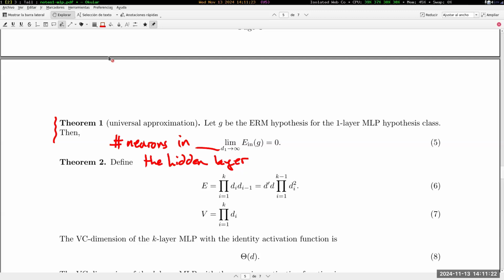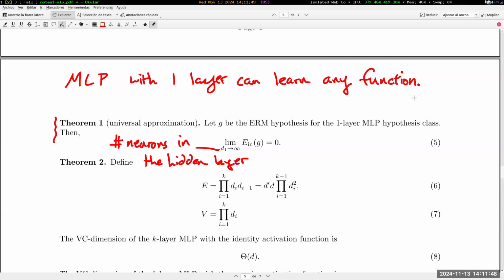So this is one of the first celebrated results of machine learning. It dates back to the early 1980s. And the high-level intuition of this theorem, the English version, is that the MLP with one layer can learn any function. And so back in the 1980s, people were very excited about multi-layer perceptrons for this reason, because with just one layer, it turns out that you can learn any possible function that you might want to learn.